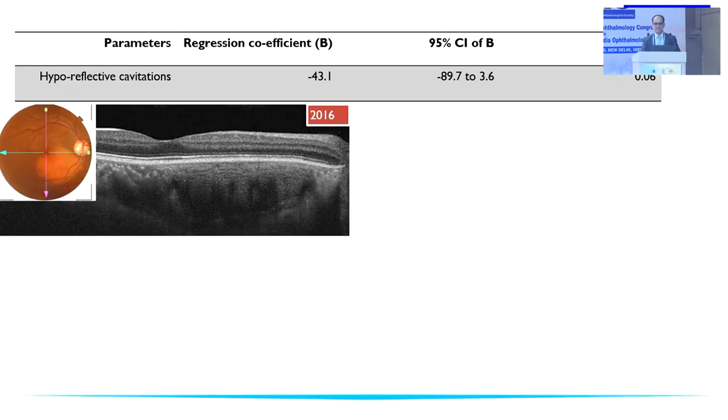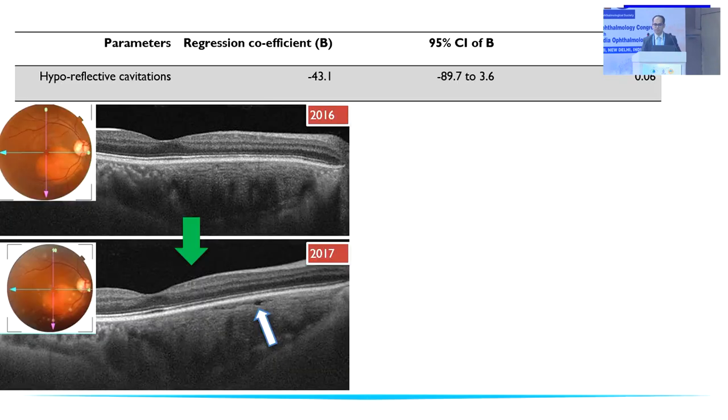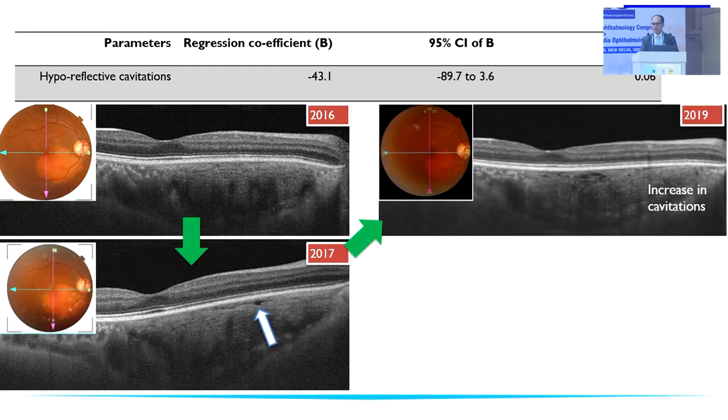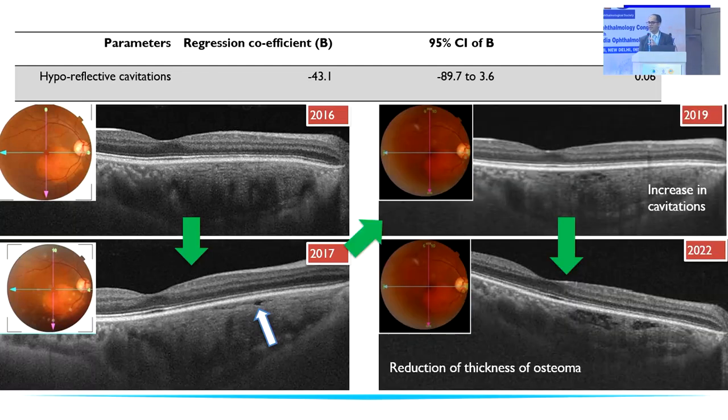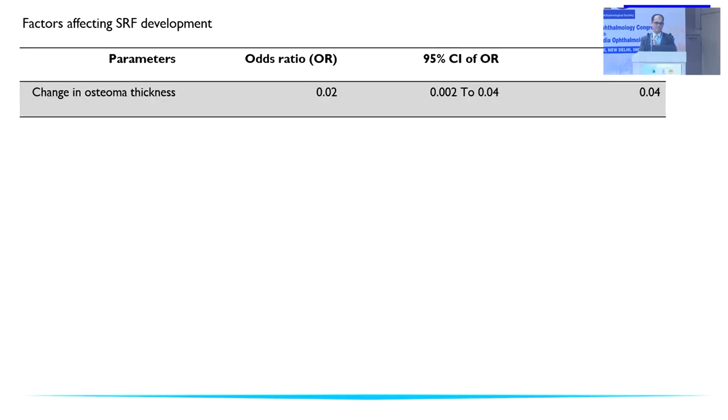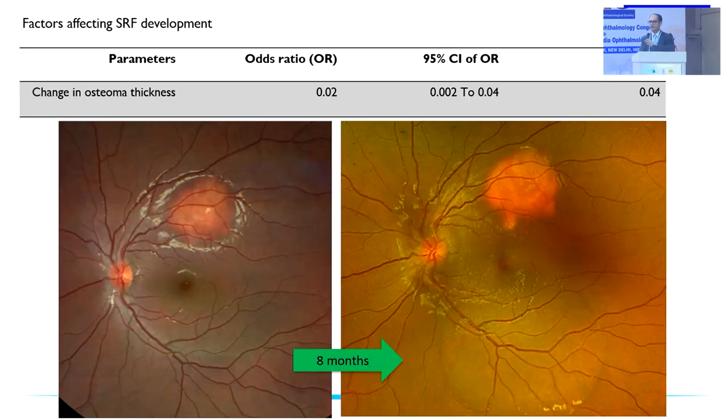We also found these hyperreflective cavitations that tend to appear during the process of deossification. As you can see in this image, the osteoma size is decreasing with increase in cavitations. We could also see that in eyes which are having increase in osteoma thickness on OCT, most of these patients had SRF development without CNVM formation, as we had previously seen, and it was statistically significant.